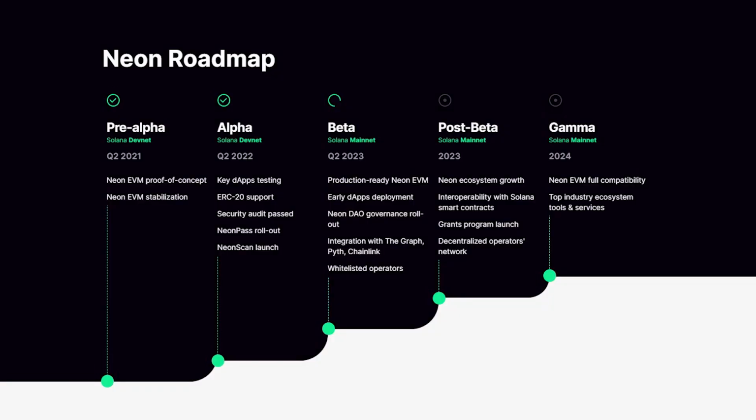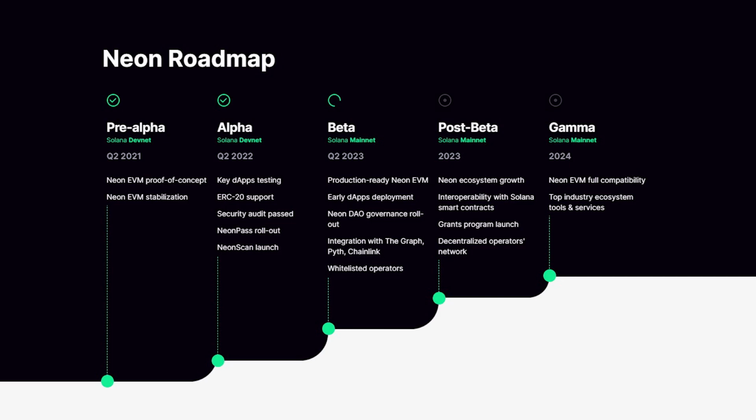Looking at the roadmap, the Neon ecosystem is undergoing a phased development process. It started with the pre-alpha phase focused on the development of the Neon EVM and its stabilization. During this phase, rigorous testing and refinement took place to ensure the EVM's compatibility and performance. The alpha phase followed, where key decentralized applications were tested on the Neon network and support for ERC20 tokens was implemented. Additionally, a security audit was conducted to ensure the robustness and reliability of the ecosystem. The alpha phase also marked the rollout of Neon Fast, providing developers with a dedicated development environment.